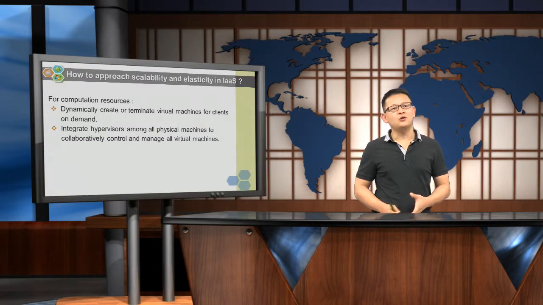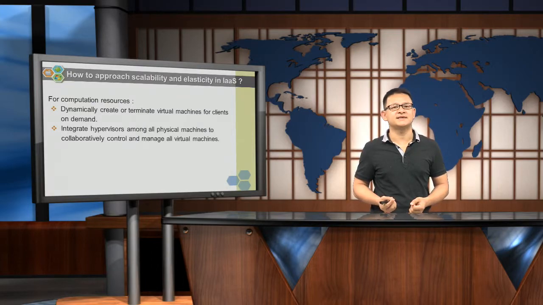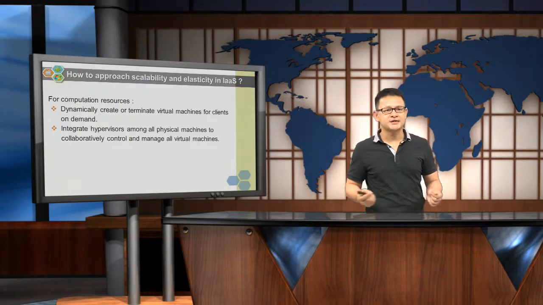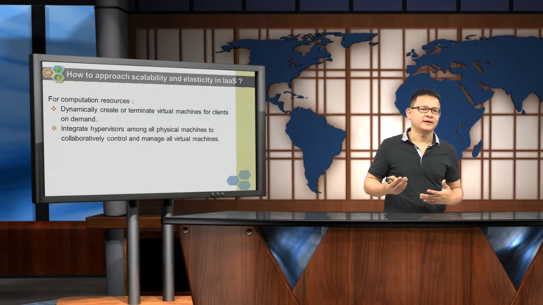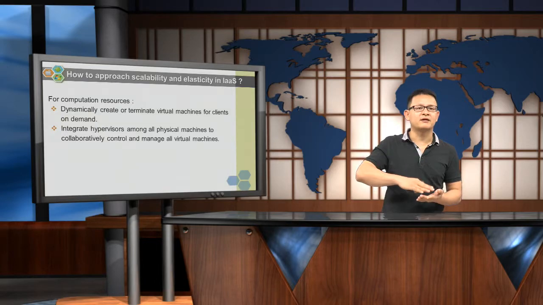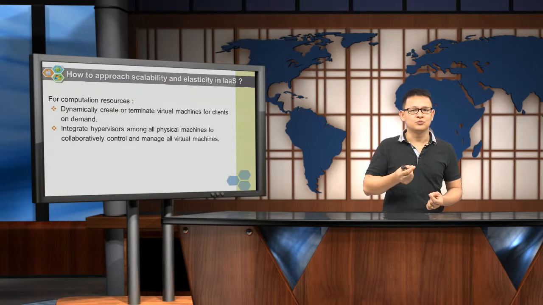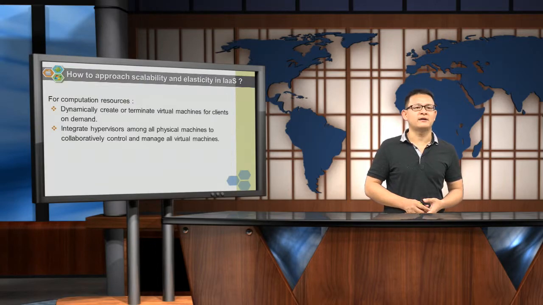So, how to approach? The question now is how to approach the scalability and elasticity in IaaS. For computation resources, we can dynamically create or terminate virtual machines for clients on demand. For example, if I have some number of requests that can be served by only one instance, that is okay. But when the number of requests increases, I will automatically and dynamically create another instance in order to guarantee the performance, the response time of my requests. So this should be done dynamically.